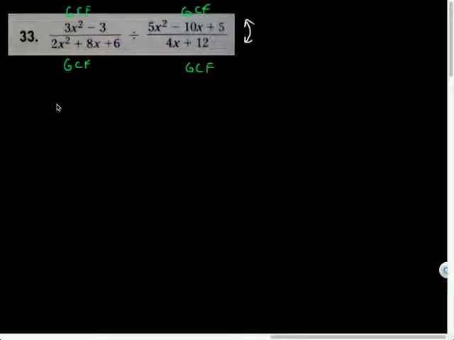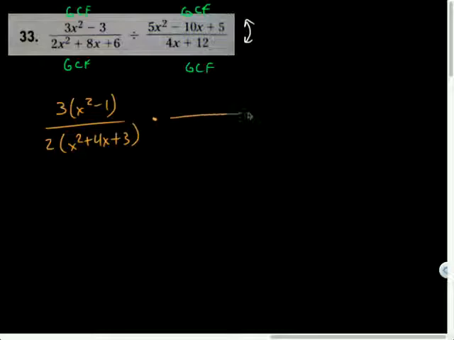So factor out a 3 of that top, I'll have 3 times x squared minus 1 over, factor out a 2 here, I'll have 2 times x squared plus 4x plus 3. For this one, factor a 5 out, but that one's now in my denominator. So I'm going to have 5 over, out of, let's see, x squared minus 2x plus 1. And here I'll factor out a 4, so I'll have 4 times x plus 3.